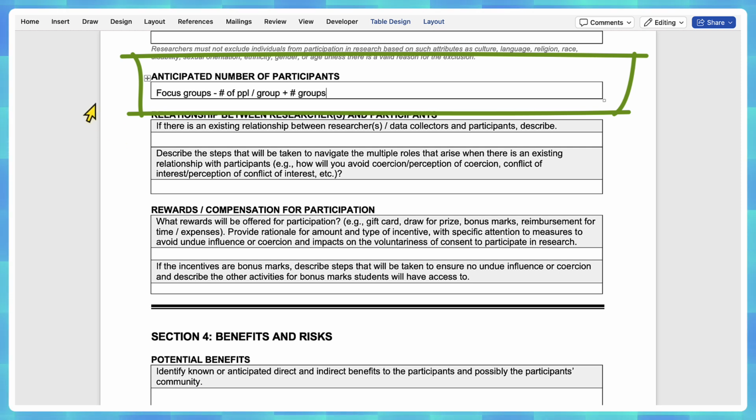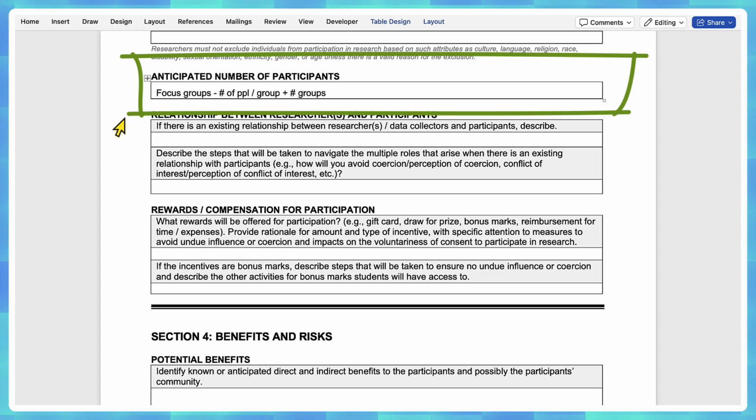And the reason for that is less ethical, but more good research design, in that focus groups are best when you have a smaller group of people to facilitate that conversation. So we may offer some recommendations if we think that number per group is too high or too low there.